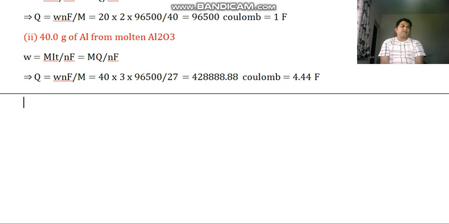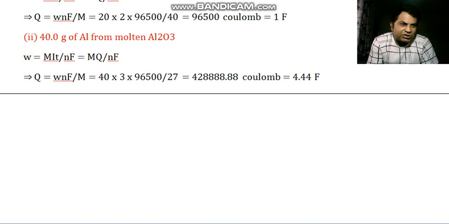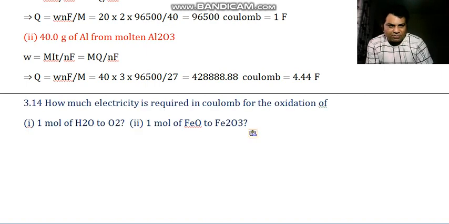W is equals to meet upon NF, that's why IT will convert into the Q, that for Q is equals to WNF upon M. W ની value 40. Okay, aluminium na +3 electron, Faraday 96500 and 28. That is number આ કુલમ આવશે. પછી એને 96500 થી કરશો divide, so you will get the answer 4.44 Faraday. So this is simple. This question you can understand. So now next question is more interesting, and that we are going to perform.